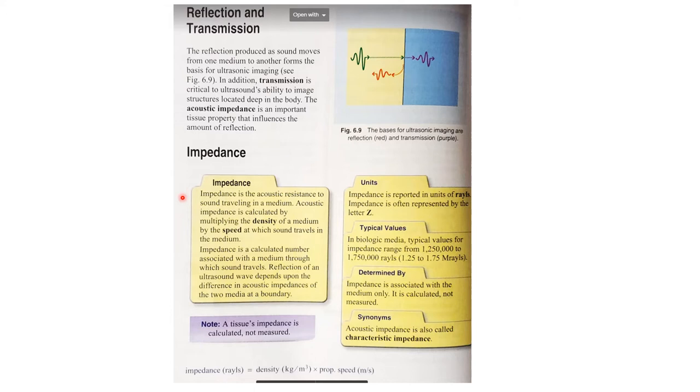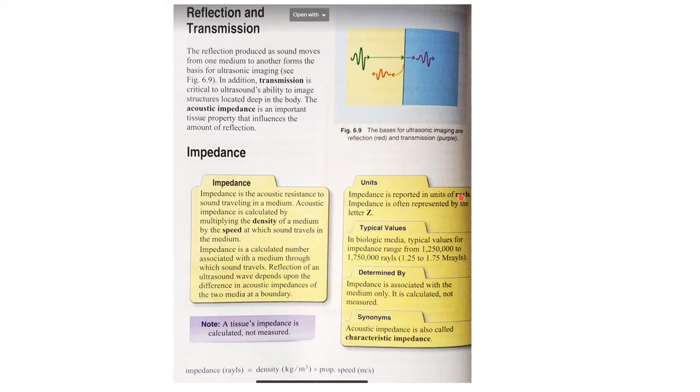Impedance is the acoustic resistance to sound traveling in a medium. Acoustic impedance is calculated by multiplying the density of a medium by the speed at which sound travels in the medium. Impedance is a calculated number associated with a medium through which sound travels. Reflection of an ultrasound wave depends upon the difference in acoustic impedance of the two mediums at a boundary. Note again, I know I said it once, but a tissue's impedance is calculated, not measured.